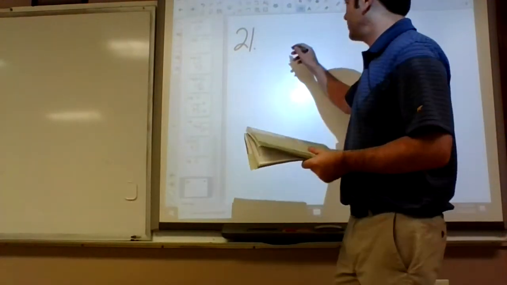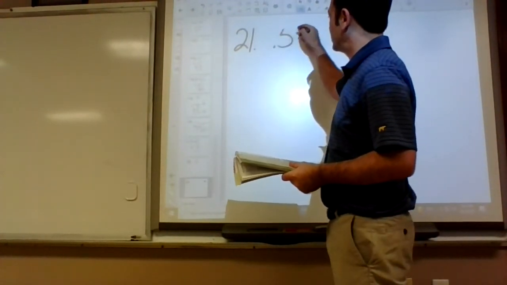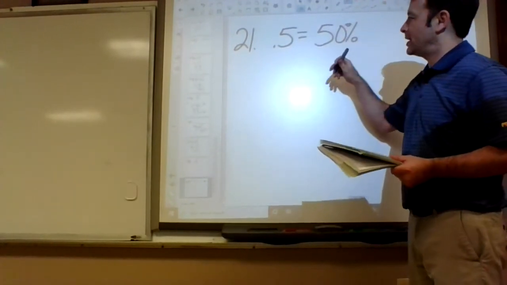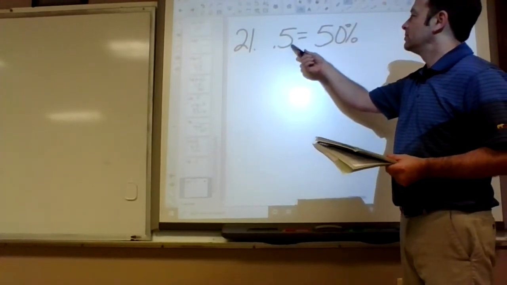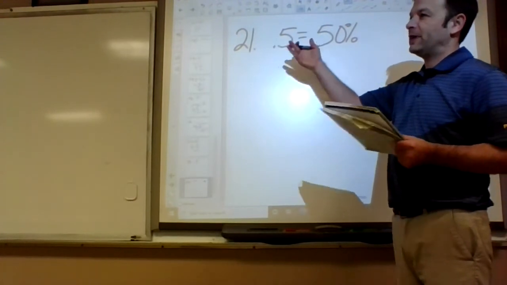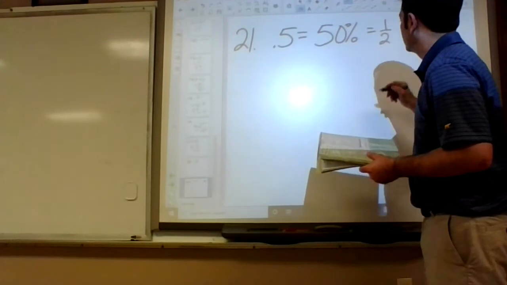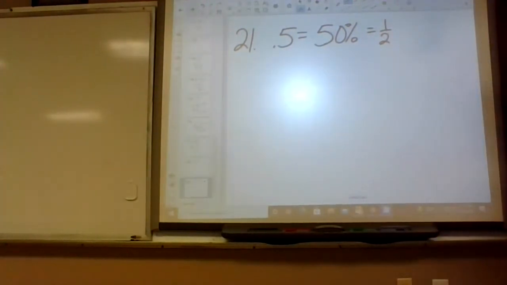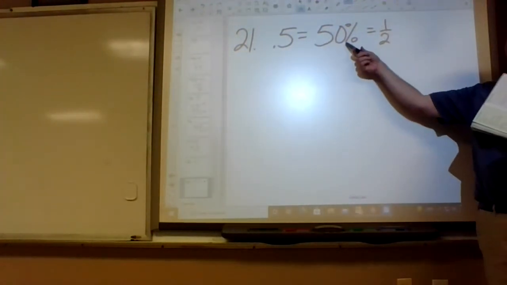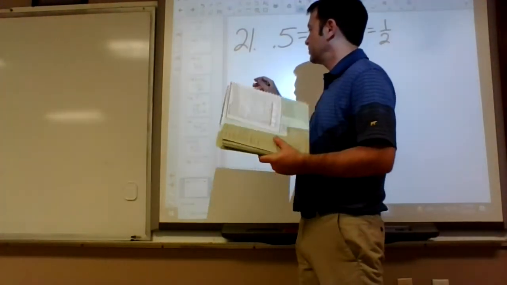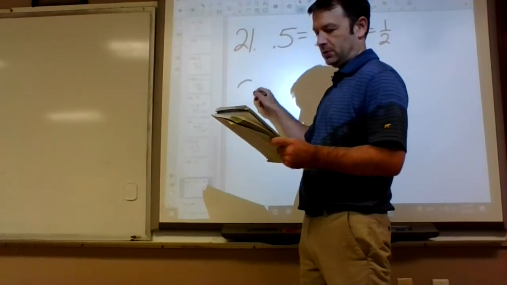0.5, so what is 0.5 as a percent? 50%. Okay, what is it as a fraction? 2/4. 1/2. 2/4, 5/10. What's that reduced to, though? 1/2. Percent just means out of 100. So it's 50 out of 100, but that reduces to 1/2.